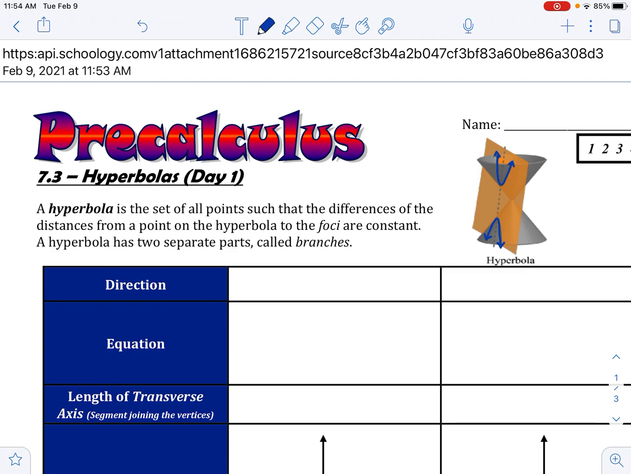Okay, so a hyperbola is a set of all points such that the difference of the distances from a point on the hyperbola to the foci is constant. A hyperbola has two separate parts called branches.